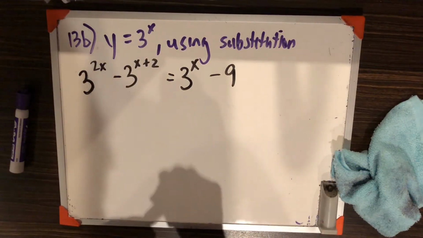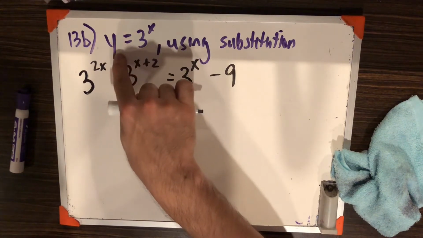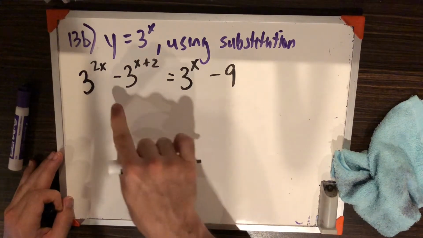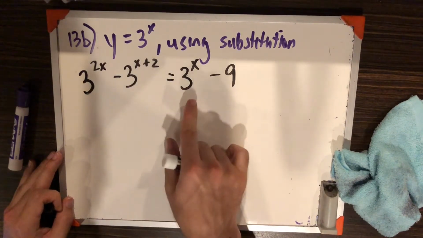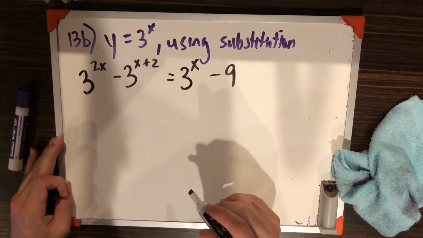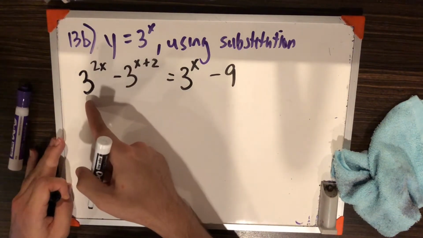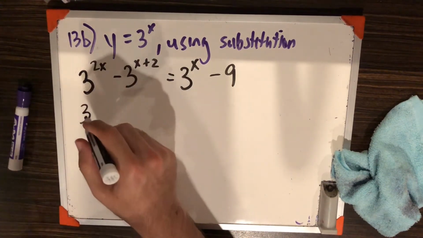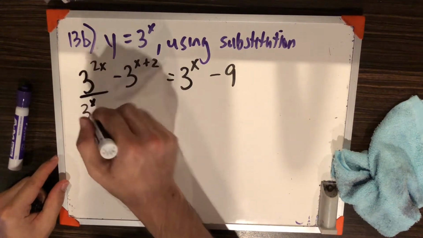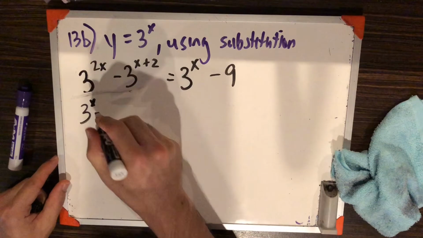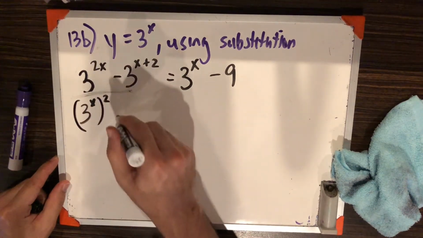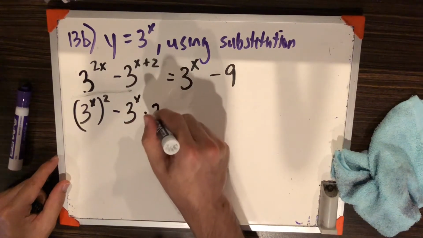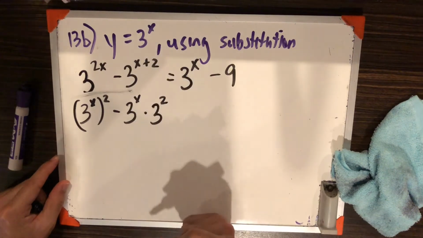Again, whenever we see 3 to the x power, we replace it with y. It's a lot easier if we use substitution here, because it gets complicated if we try to do this freehand. So wherever I see 3 to the x power, I'm going to replace it with y. One slight problem here. Let's change this into 3 to the x power squared, and then let's change this to 3 to the x power times 3 to the second power, because this and this mean the same thing.